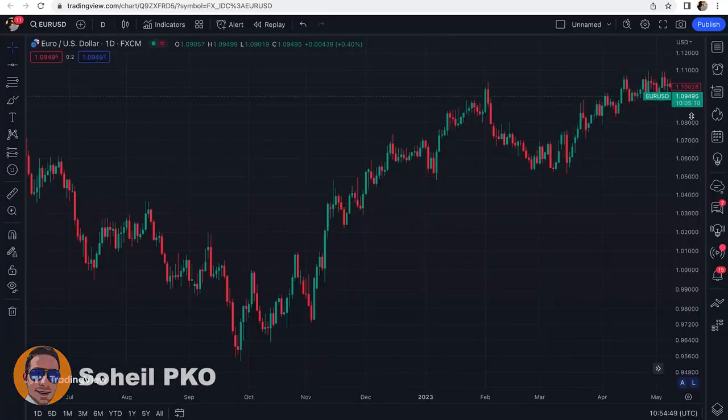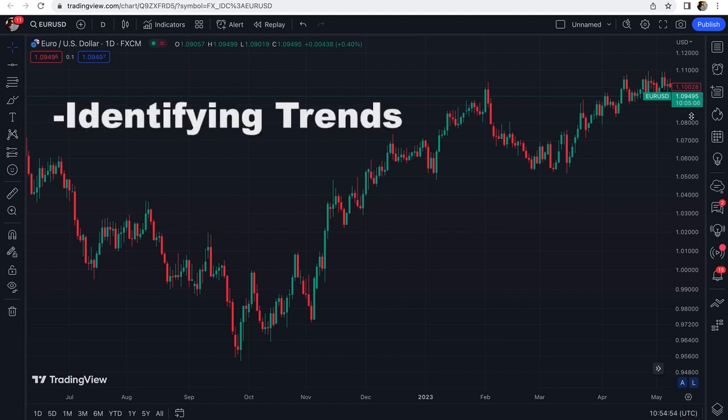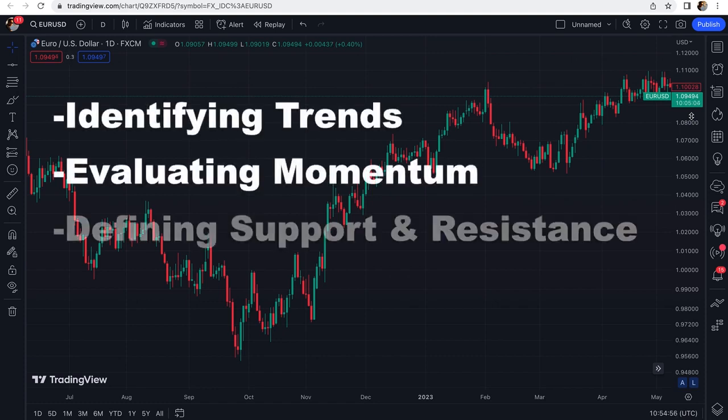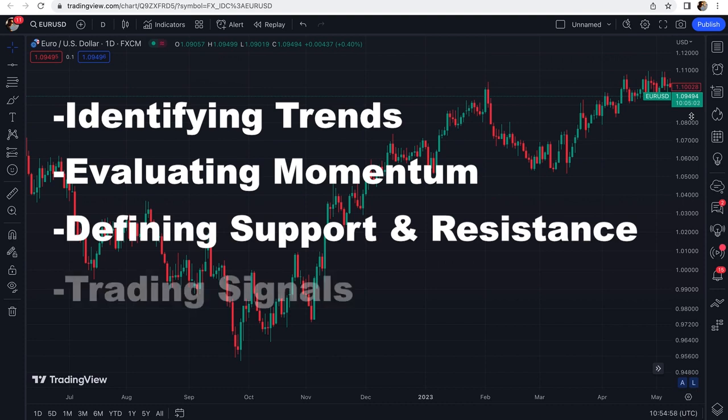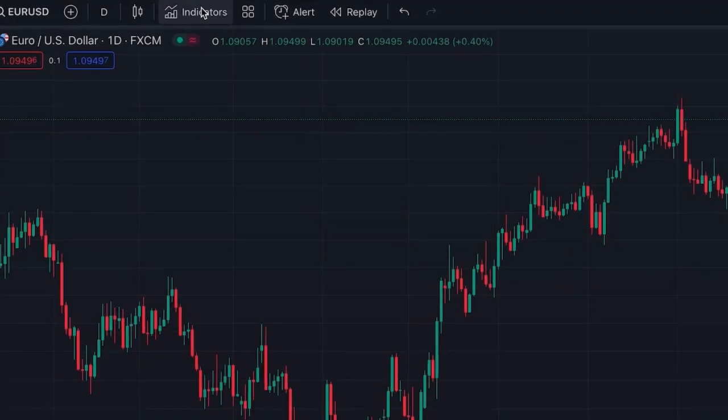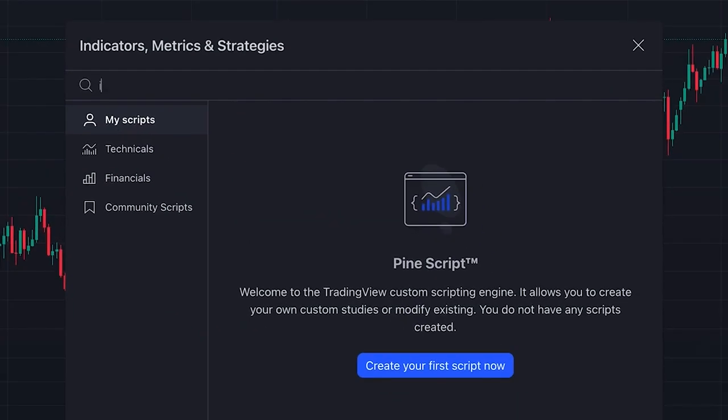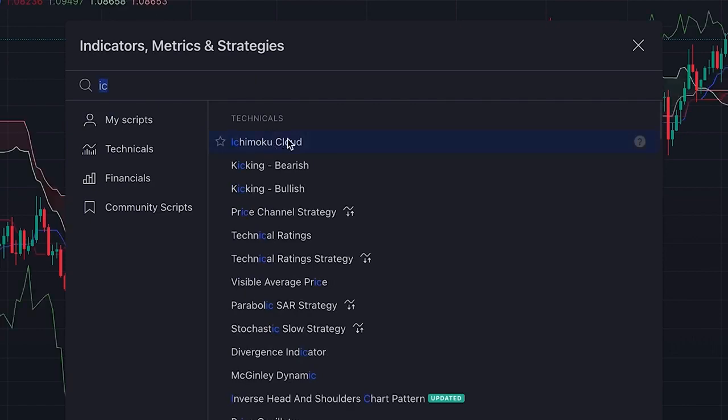Sohail here, and today I want to introduce a multi-purpose indicator that you can use for identifying trends, evaluating momentum, defining support and resistance levels, and also having trading signals for entering in the direction of trends. To add this wonderful indicator to our chart, we click on indicators and search Ichimoku Cloud, this one, which is a built-in indicator on the TradingView platform.